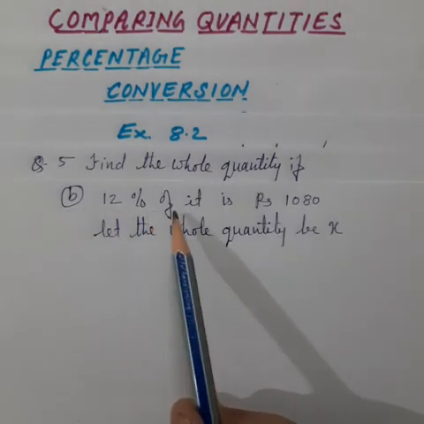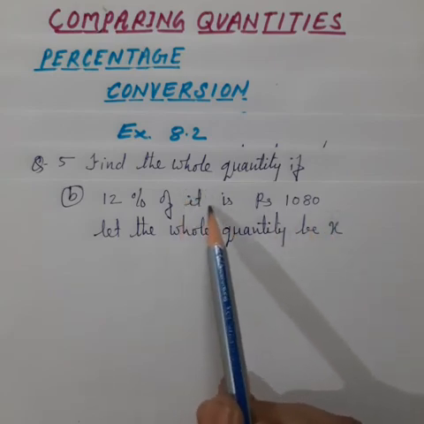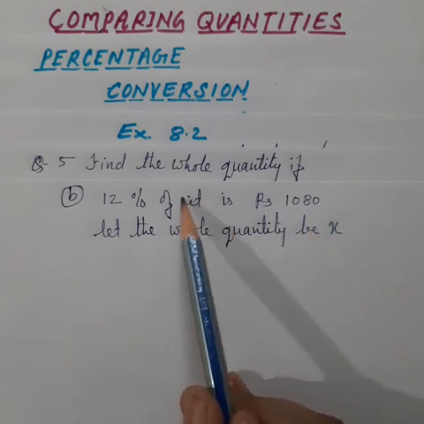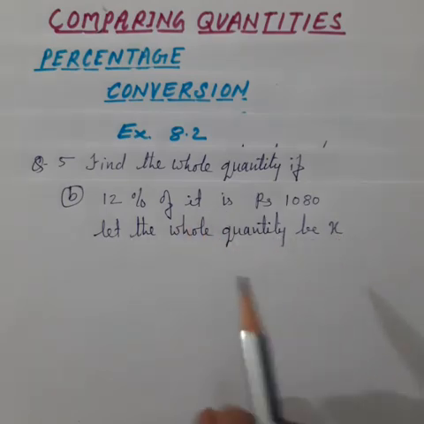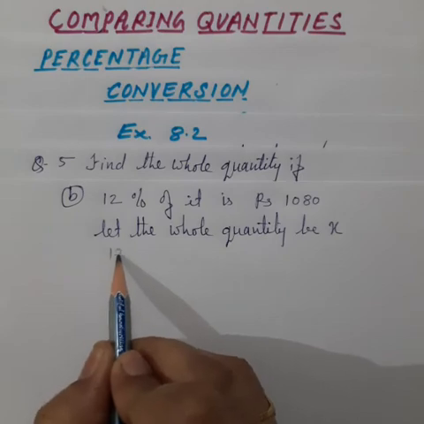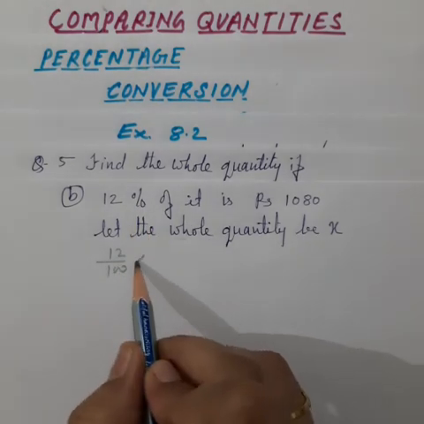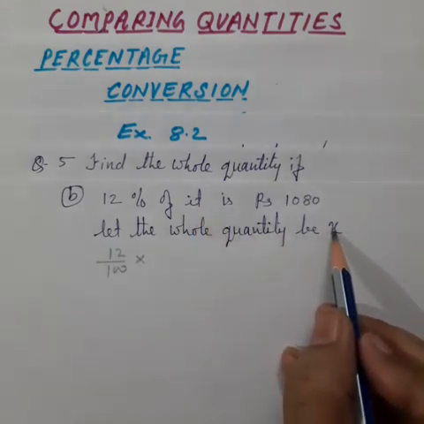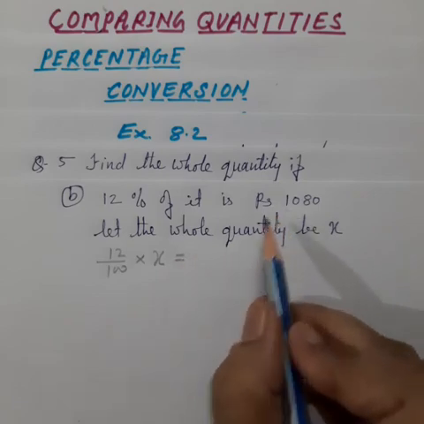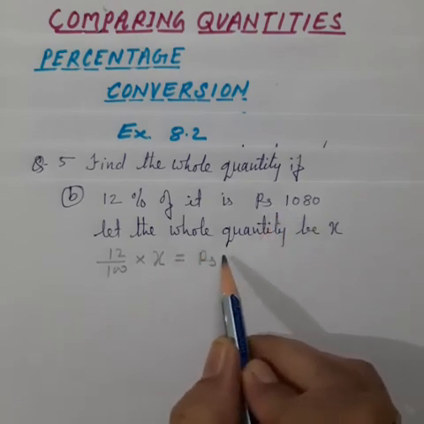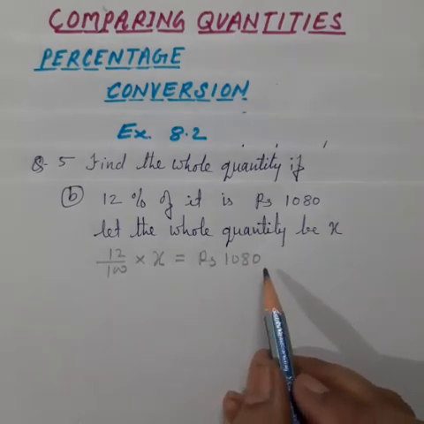B. 12% of it is rupees 1080. Again this 'it' is the whole quantity. We have to find it. Let the whole quantity be x. It is unknown. So write it as 12 for percent, 100 in denominator, of means into, it we have taken the unknown quantity x, is means equal to rupees 1080. Now this is the equation. We have to solve this.